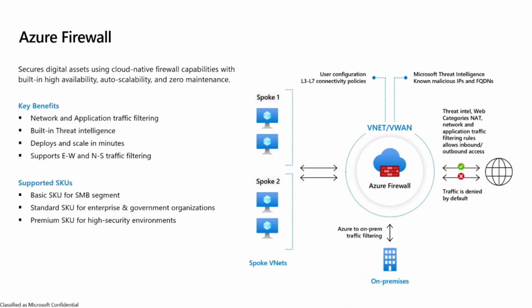Now, one important thing to understand is that Azure Firewall is not a one-size-fits-all service. Microsoft offers it in 3 SKUs, each aligned to different security and compliance needs. The basic SKU is optimized for small and medium business or lightweight scenarios. The standard SKU is built for enterprise and government workloads that need robust, scalable network security. And the premium SKU adds advanced protection like TLS inspection, IDPS, and URL filtering capabilities that are essential in highly regulated or high security environments.